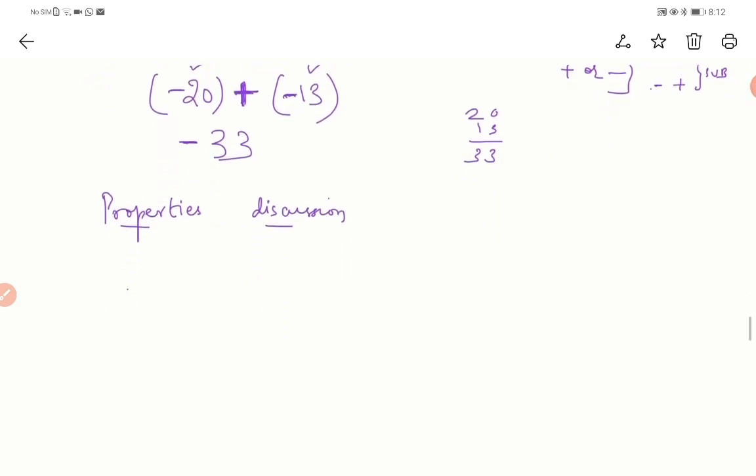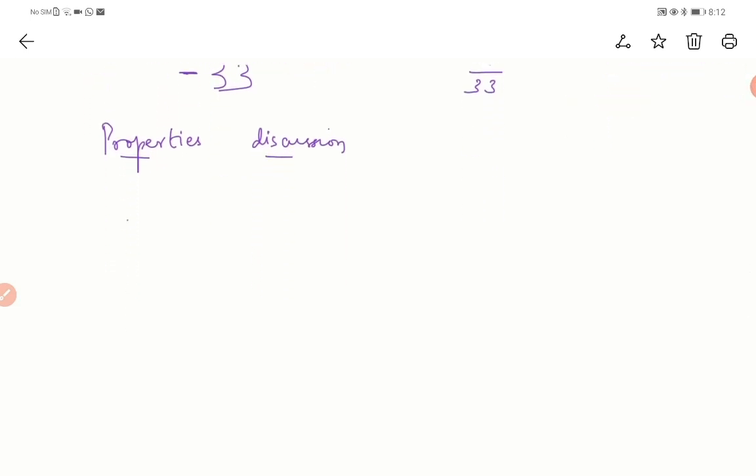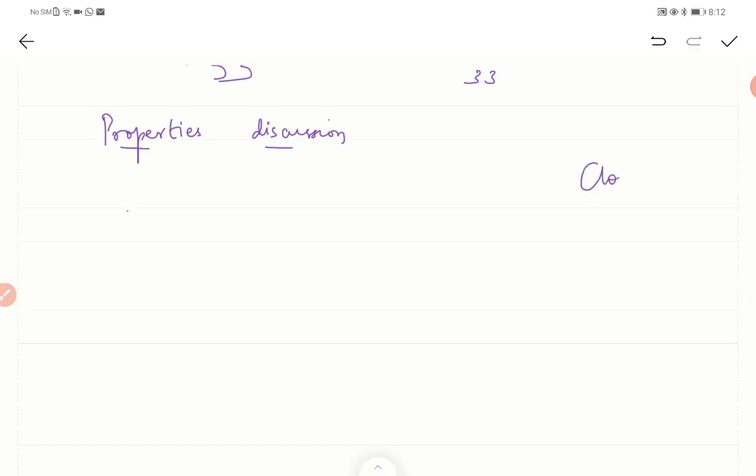Now let's move on to the properties. In whole numbers, we discussed how many? Four properties, right? I hope you remember all these things. The closure property, then we had the commutative property, and then the associative property.